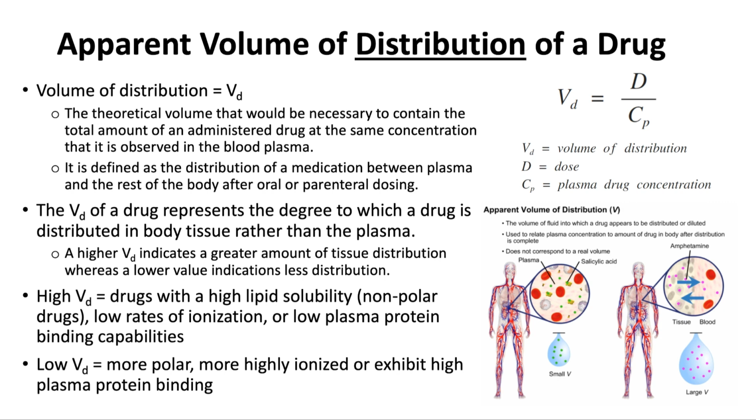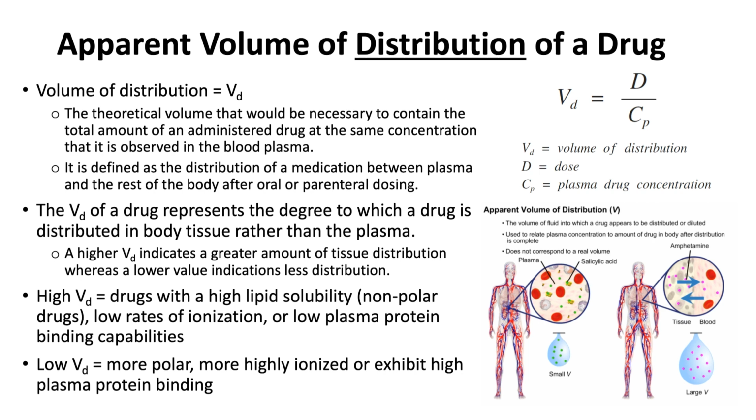Now compare those to drugs that are more polar, or that have a higher degree of ionization in plasma, or exhibit a high degree of plasma protein binding. Those are all things that are going to hold the drug in the plasma, limit its ability to leave the plasma and get into tissues to have any sort of pharmacologic effect.